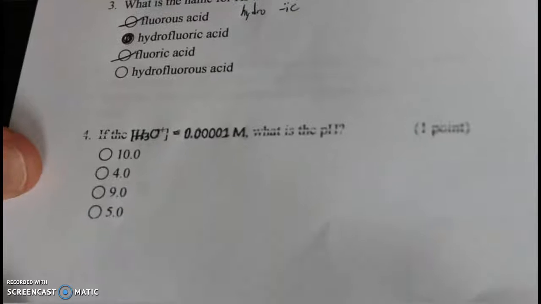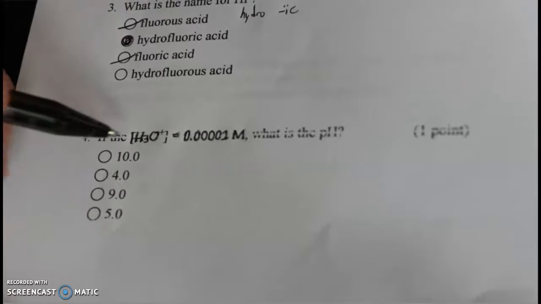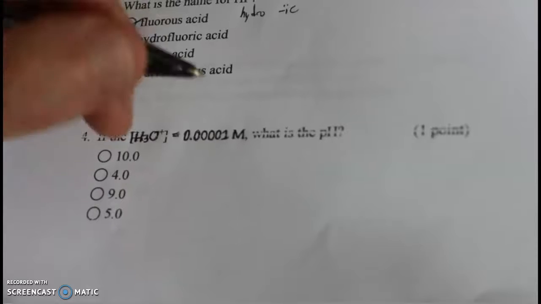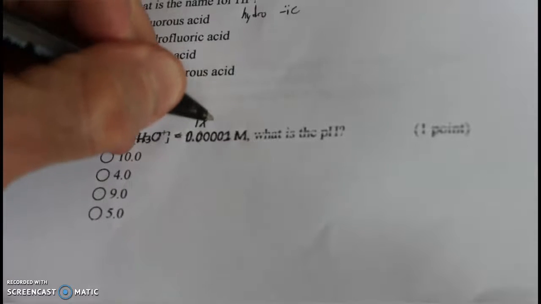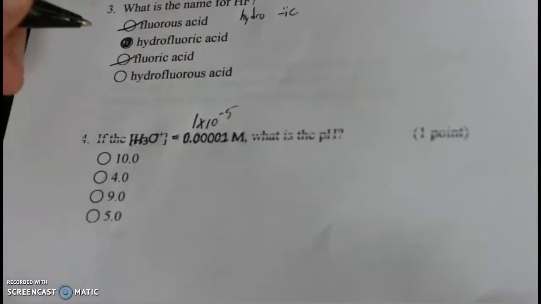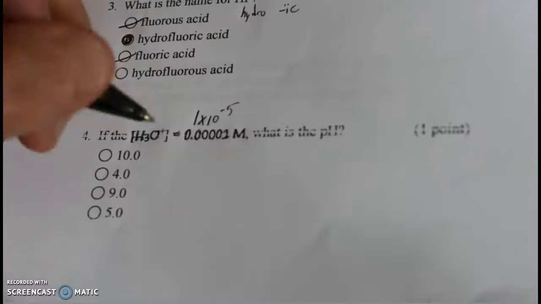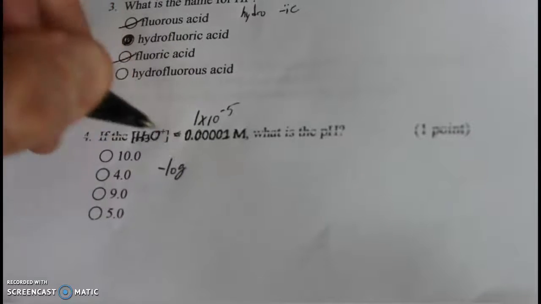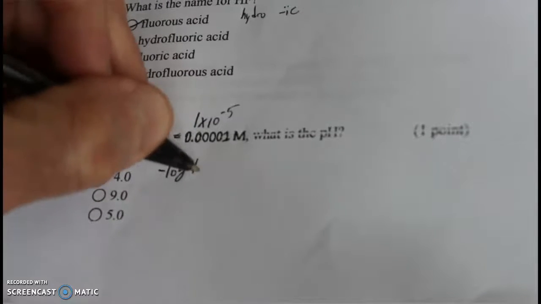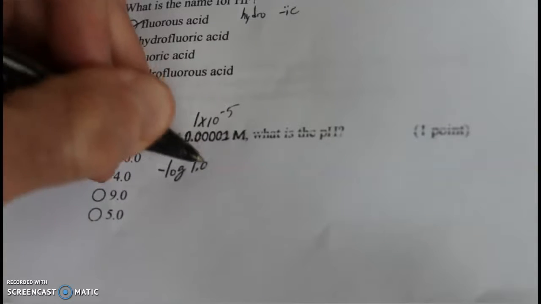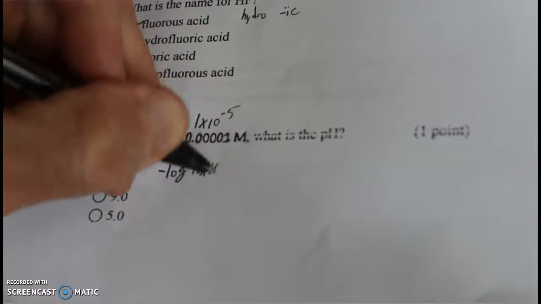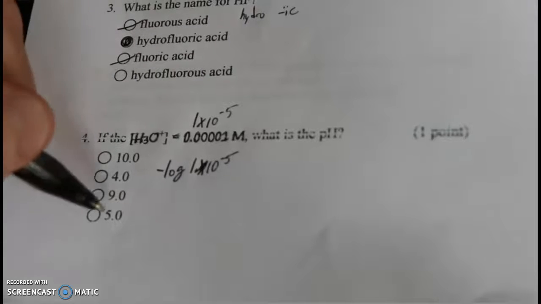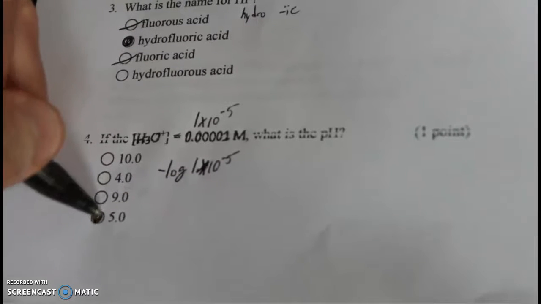The next question, it gives us the hydronium ion concentration. It's 0.00001. It asks for the pH. Now for this, sometimes it's easier to think about it as 1 times 10 to the negative fifth. To get the pH, it's negative log of the hydronium ion concentration. And since it gives that to us directly, 1 times 10 to the minus fifth, you could put that in your calculator and you'll get an answer of 5.